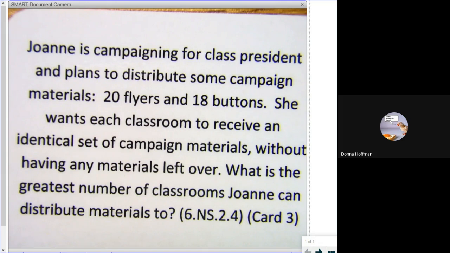If you said that this is greatest common factor, a type of problem where you're looking to group things, you would be correct. You would list the factors of 20, list the factors of 18, and use the greatest common factor as how many classrooms she could distribute materials to. Good job.